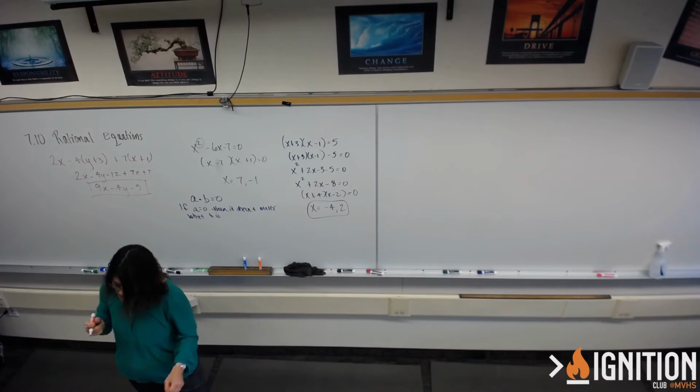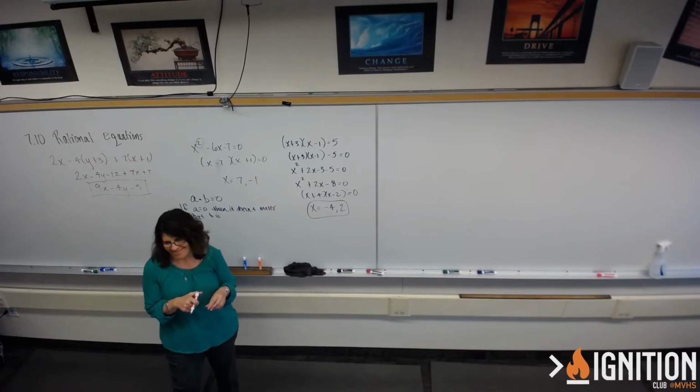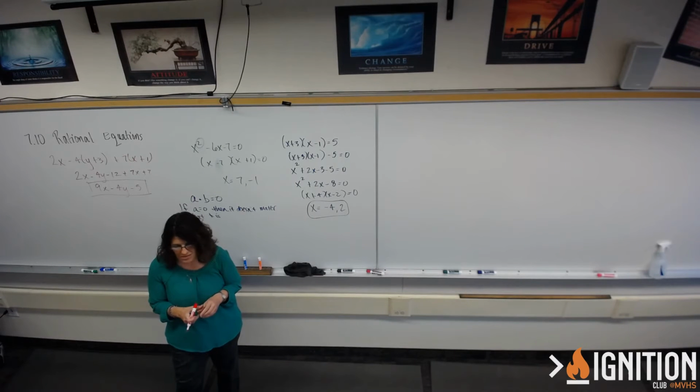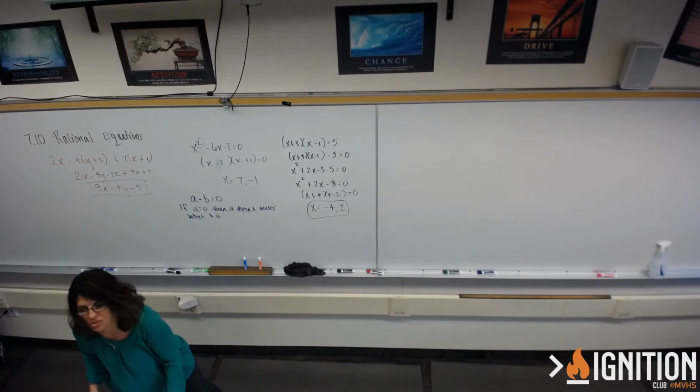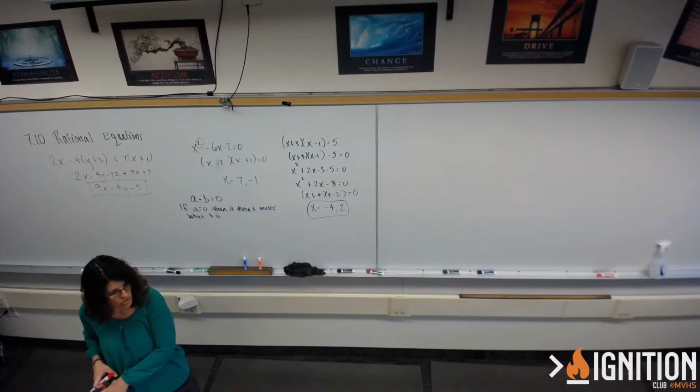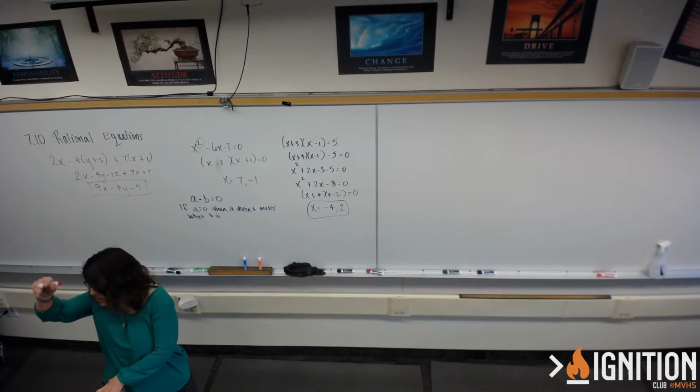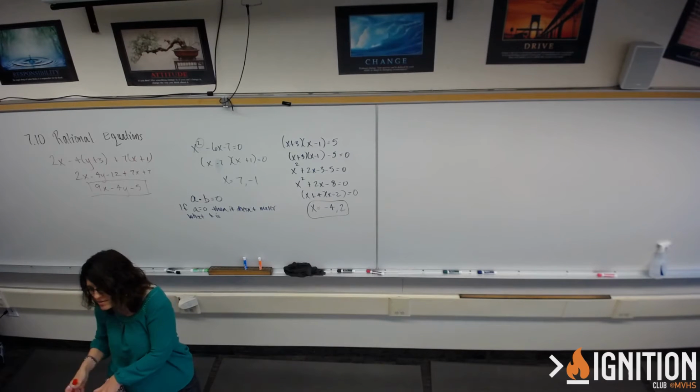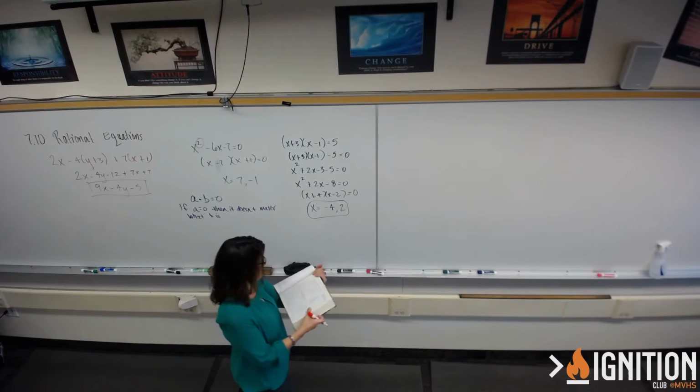All right, none of these are rational. What's it mean to be rational? Fraction. So none of these are rational. You've been graphing rational functions, the asymptotes, the obliques, the end behavior, the bounce, the cross, whatever, those are all rational. So let's solve.